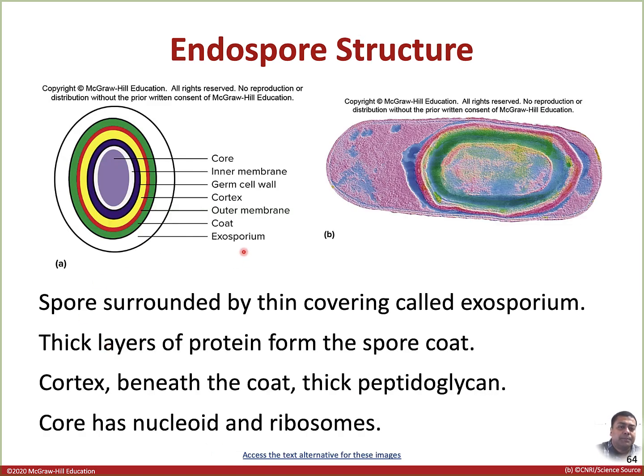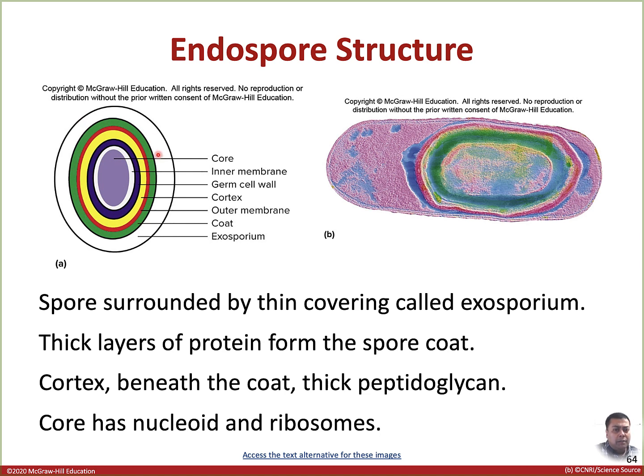So let's take a look at the structure. Inside right here, you have the nucleoid, or the DNA, wrapped up and associated with the dipicolinic acid and the SASPs. Then you have an inner membrane right here. After that inner membrane, you have the germ cell wall, which is made up of a peptidoglycan layer. Then you have a cortex, a layer of somewhat looser peptidoglycan. Then you have a membrane, and an exosporium with a lot of different proteins associated in a very complex manner.